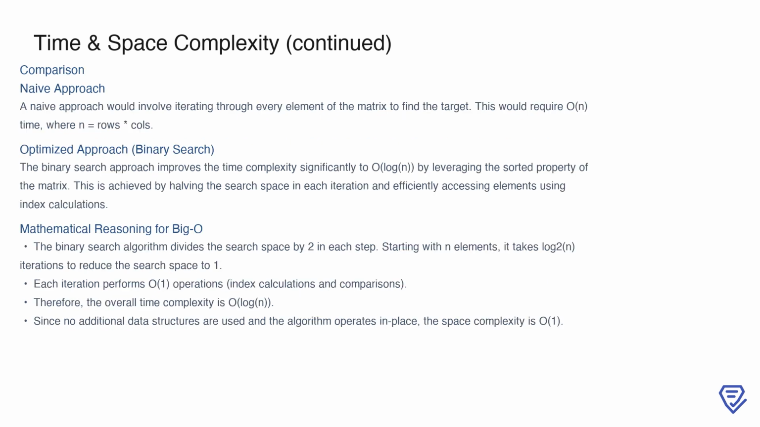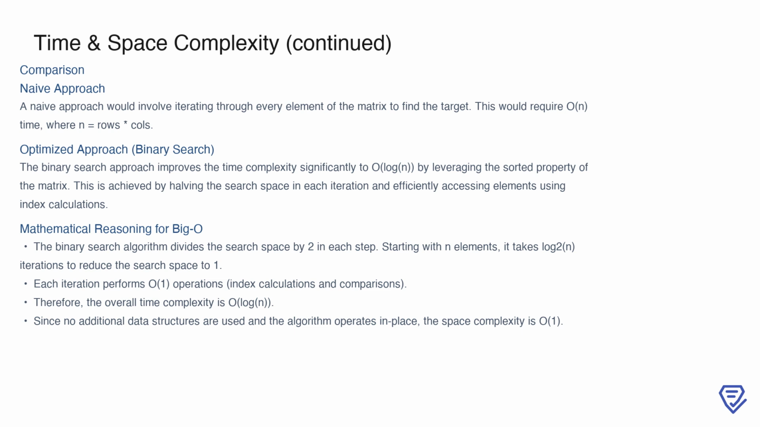Let's compare the optimized binary search approach to a naive solution. In a naive approach, we would iterate through every element in the matrix sequentially to find the target. This would require O(n) time, where n is the total number of elements in the matrix, calculated as rows * cols. In contrast, the optimized binary search approach significantly reduces the time complexity to O(log n).